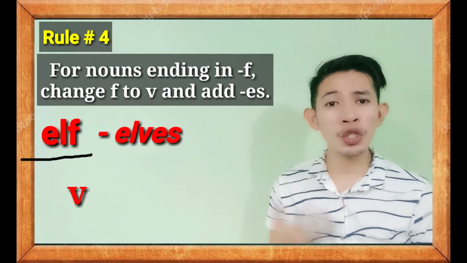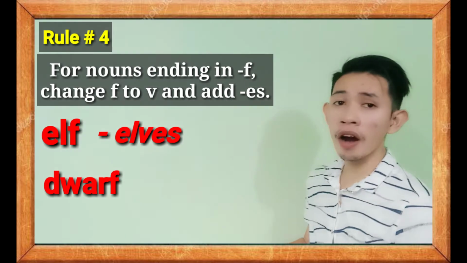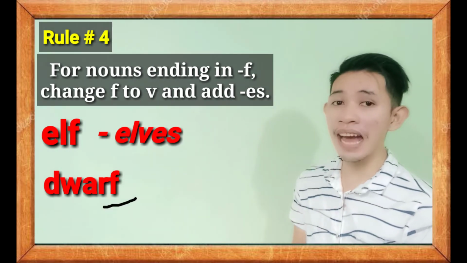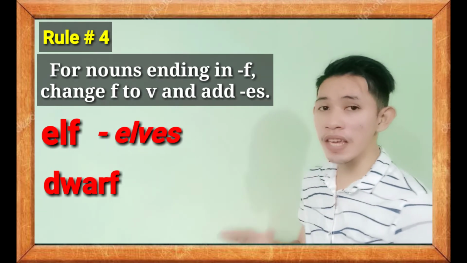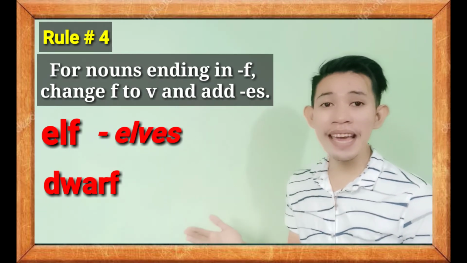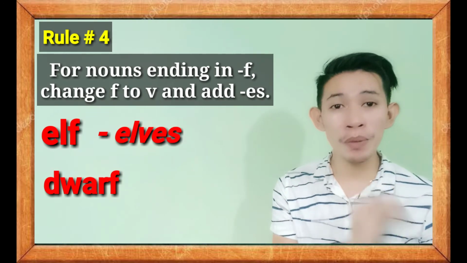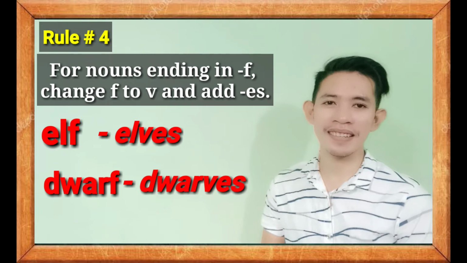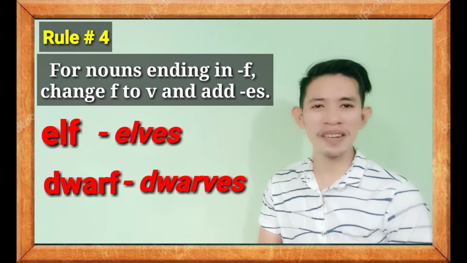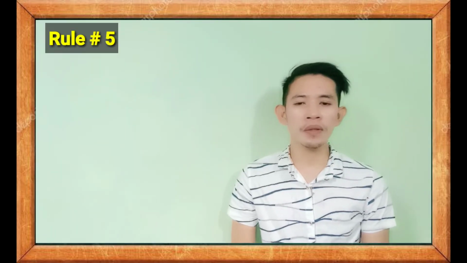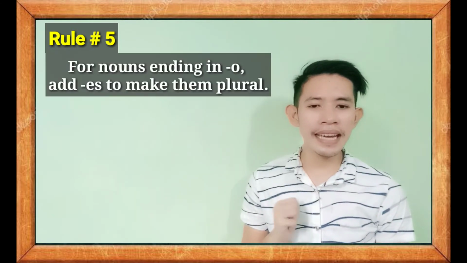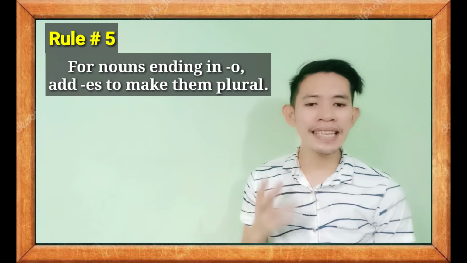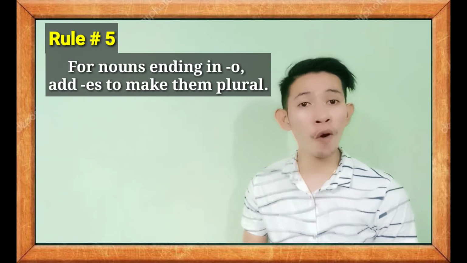How about dwarf? From dwarf, it ends with letter F. So we need to change that letter F into V and add ES to become plural nouns. So from dwarf, it became dwarfs. Clear? Very good. For fifth rule, for nouns ending in O, add es to make it a plural form.